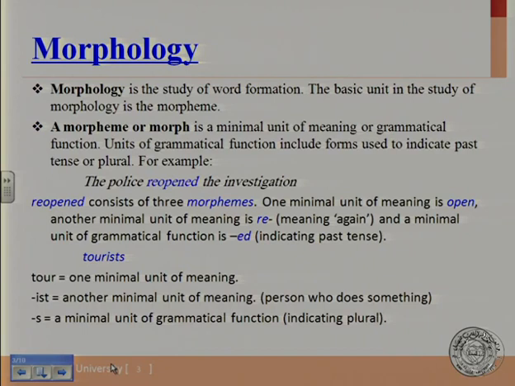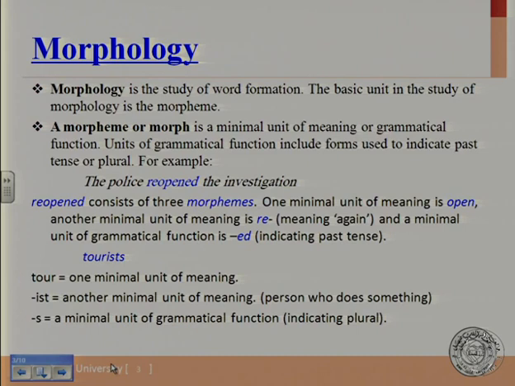Now, morphology is the study of word formation. The basic unit in the study of morphology is the morpheme. A morpheme or a morph is a minimal unit of meaning or grammatical function. Units of grammatical function include forms used to indicate past tense or plural. For example, the police reopened the investigation.